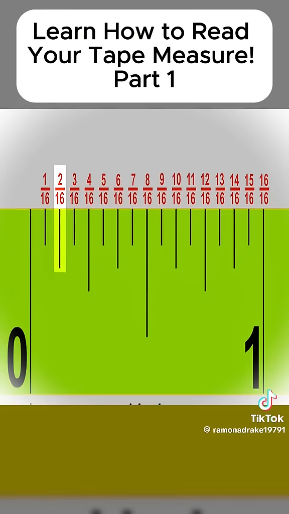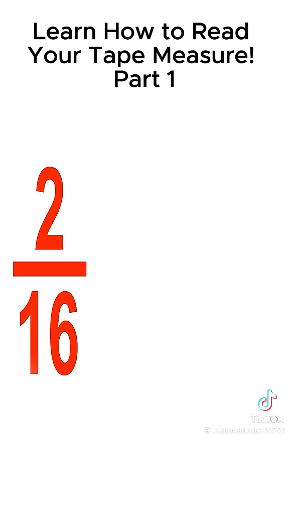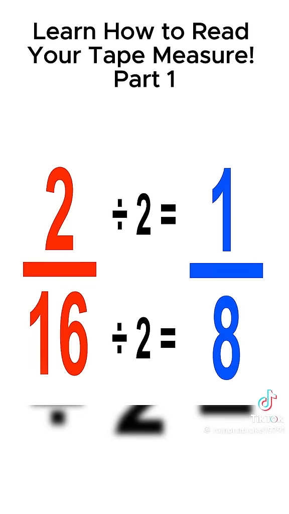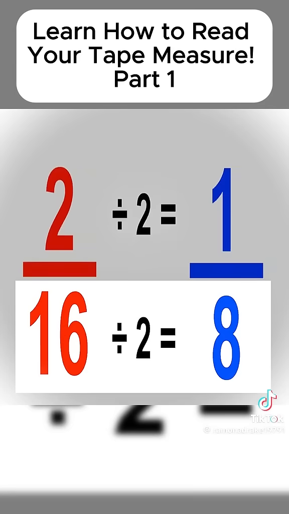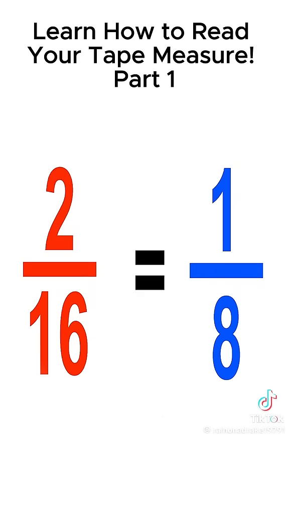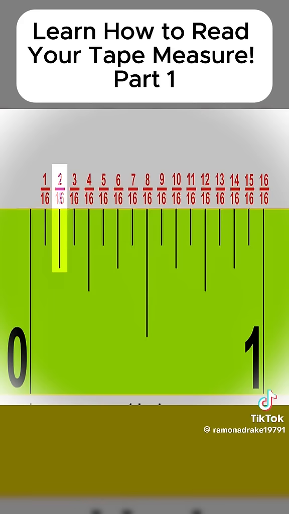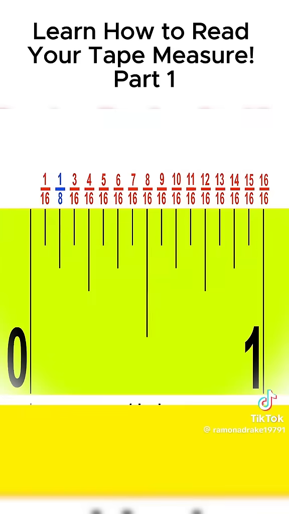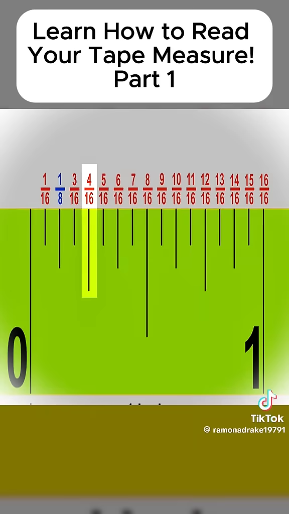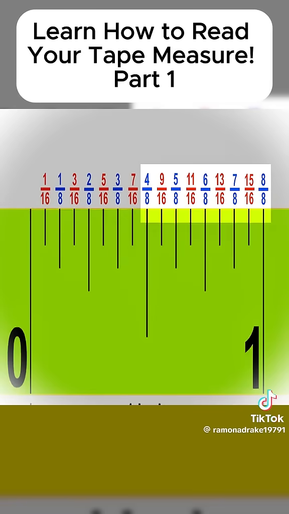This mark represents 2/16 of an inch, but we can write this fraction another way. 2 divided by 2 equals 1, and 16 divided by 2 equals 8. This means 2/16 of an inch is equal to 1/8 of an inch. We can repeat this step to find the rest of the 1/8 inch markings. 4/16 is 2/8, 6/16 is 3/8, and so on.